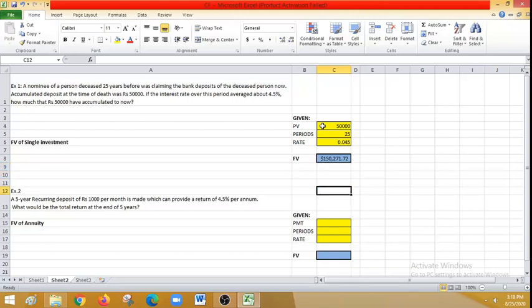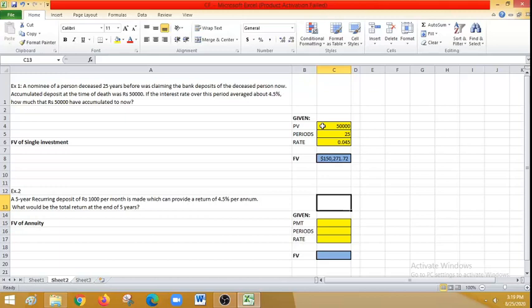The next example I am going to discuss is a recurring deposit. Here I have mentioned it as the future value of an annuity. Annuity means a fixed sum is being deposited every month or every year for a certain number of periods.